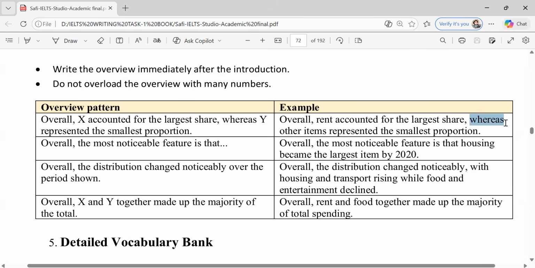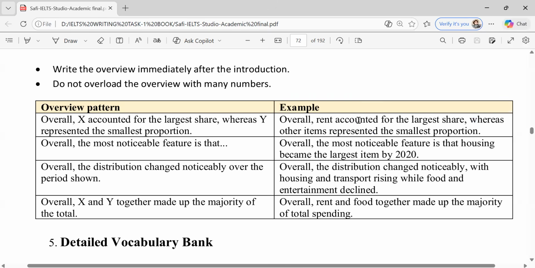Whereas, the opposite one, so to connect, we can use whereas, or we may use while. So whereas other items represented the smallest proportion.